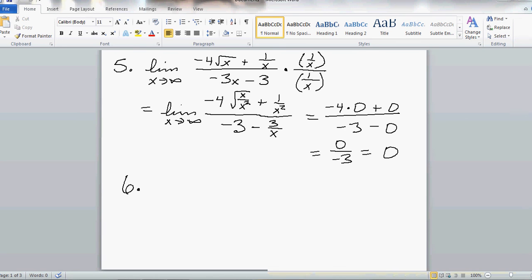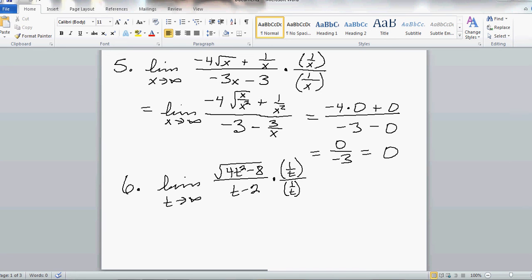Okay. Number 6. The limit as t approaches infinity of the square root of 4t squared minus 8 all over t minus 2. And we are still in the same directions. Divide the numerator and denominator by the highest power of x in the denominator. Well, the highest power of t is t. So we're going to multiply by 1 over t over 1 over t. And let's see what we get.